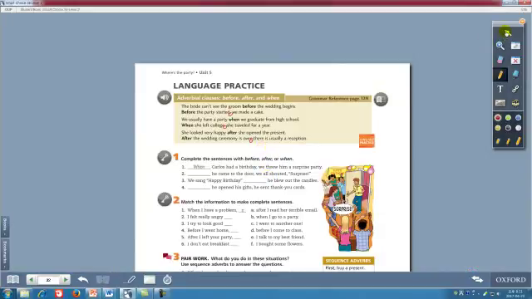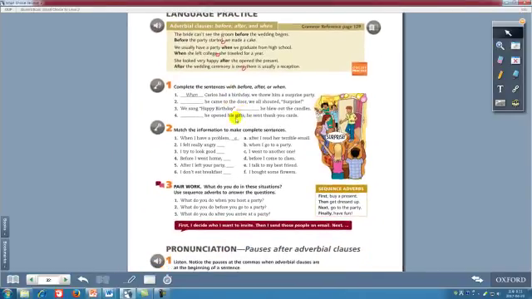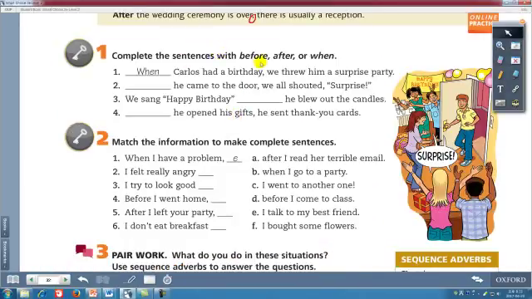Okay, let's go over these. Okay, let's jump into exercise 1. Okay, complete the sentences with before, after, or when. Okay, it's at the beginning of a sentence. So, when Carlos had a birthday, we threw him a surprise party. When Carlos had a birthday.